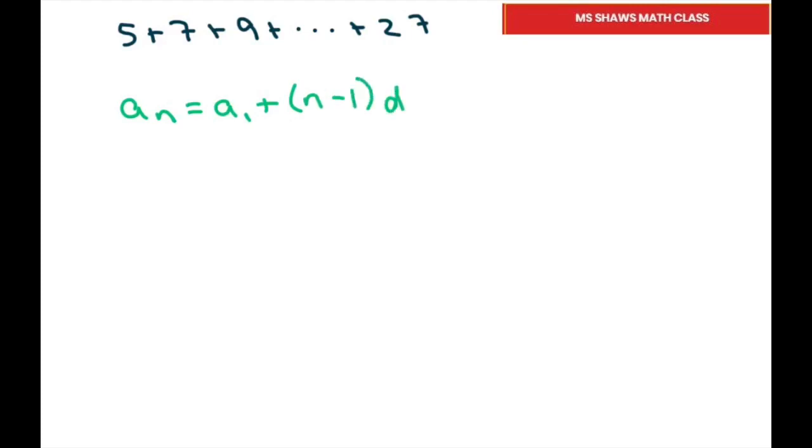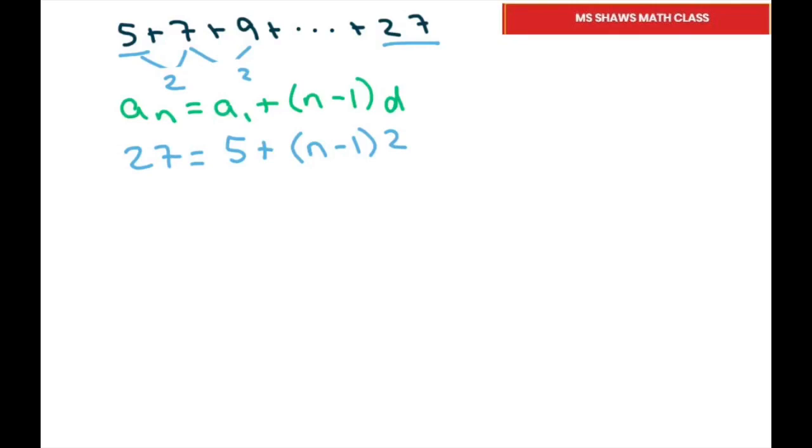So we have 5 plus 7 plus 9 plus ... plus 27. So our nth term, or our last term, is 27. Our first term is 5. The n we don't know, but our common difference is... we keep adding 2. Sorry. So our common difference is 2.